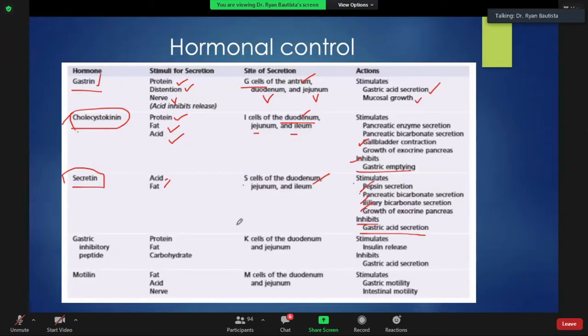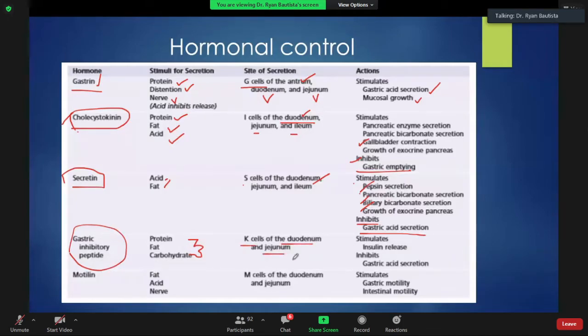Your GIP, this one, if anything that you should take out regarding this lecture, or should learn tonight in this lecture, because definitely you will use this in your clinical practice. Your gastric inhibitory peptide is stimulated by protein, fat, and carbohydrate. The three food groups, right? Macromolecules, protein, fat, and carbohydrate. Once we eat food, it is secreted by the K cells of your duodenum and jejunum.